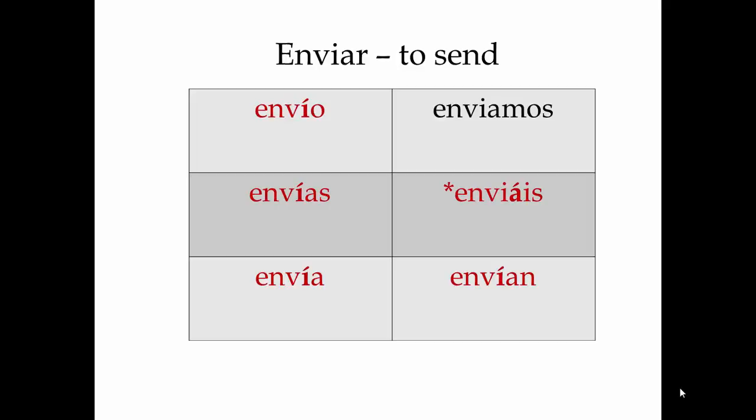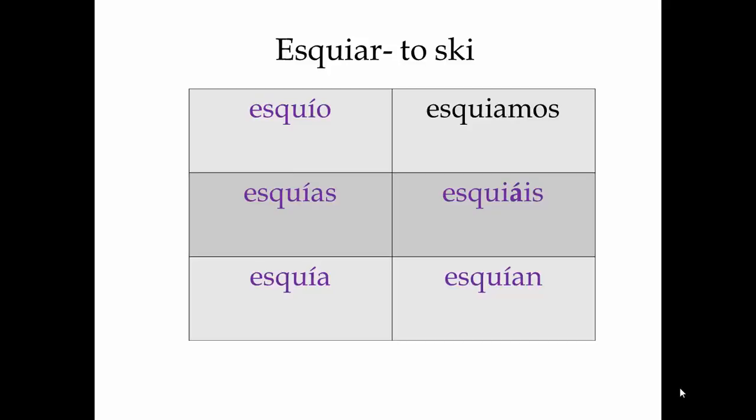Another verb that's conjugated like that is the verb esquiar. So we'll take a look at this one. Same thing, take off the AR, add the AR endings, o, as, a, amos, ais, an. But this time you're going to throw an accent over the I's inside the boot. Esquío, esquías, esquía, esquiamos, esquiáis, esquían.